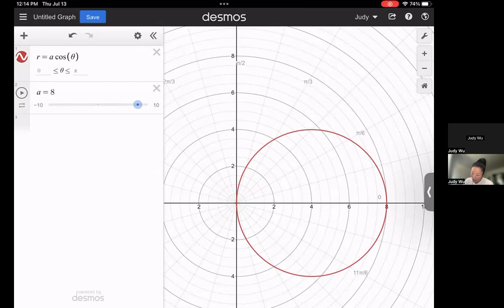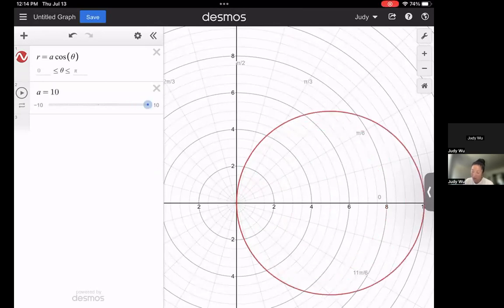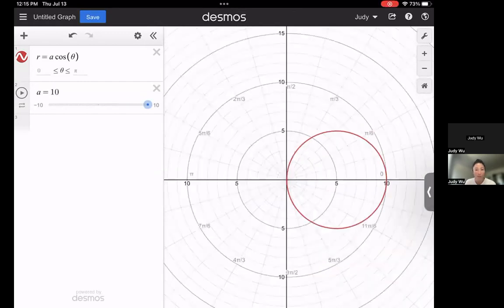And if I were to go all the way out to 10, I would have a circle that goes from 0 to 10. Okay, so the a seems to control how big the circle is, all right? But you'll notice that our circle's not centered at the origin anymore, and that's okay. So it turns out when we have the cosine there, our circle is going to be to the right of the graph. Now, you might be asking, Judy, what about if we change a to a negative number?